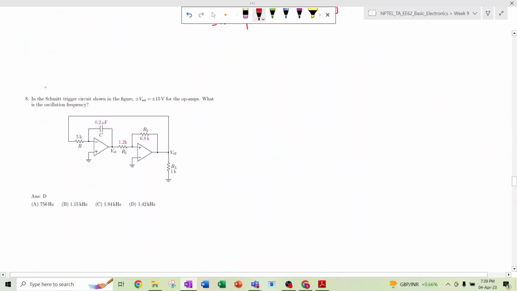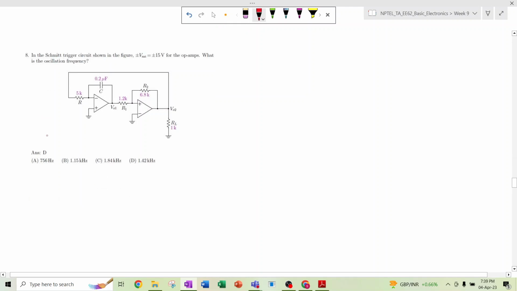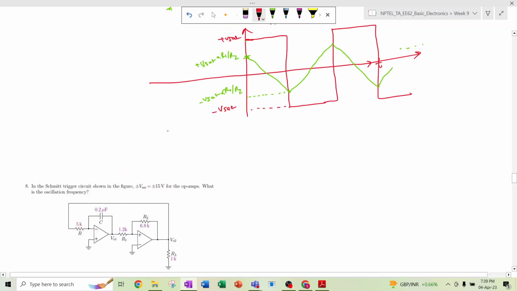Okay, if we move forward to the next question, in the Schmitt trigger circuit shown in the figure, plus minus Vsat is plus minus 15 volt for the op amp. So what is the oscillation frequency? For the same problem, we need to find out now the oscillation frequency. Okay, so how to find out the oscillation frequency?